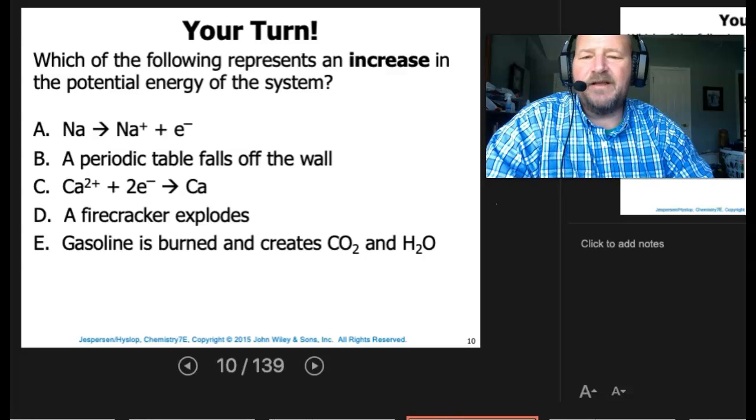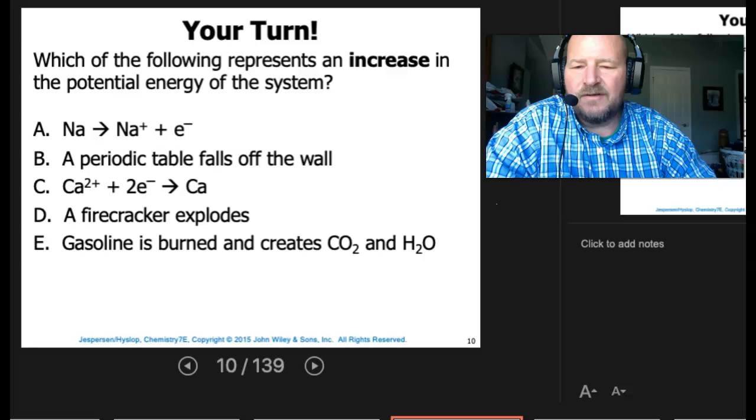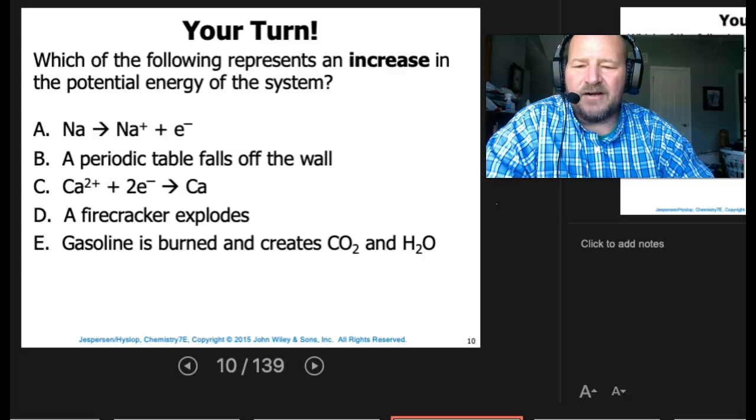All right, which of the following represents an increase in the potential energy of the system? We have sodium breaking apart into two opposite charges. We have a periodic table falling off the wall. We have calcium 2 plus gaining 2 electrons, a firecracker exploding, and then burning gasoline. Which of the following represents an increase in potential energy?